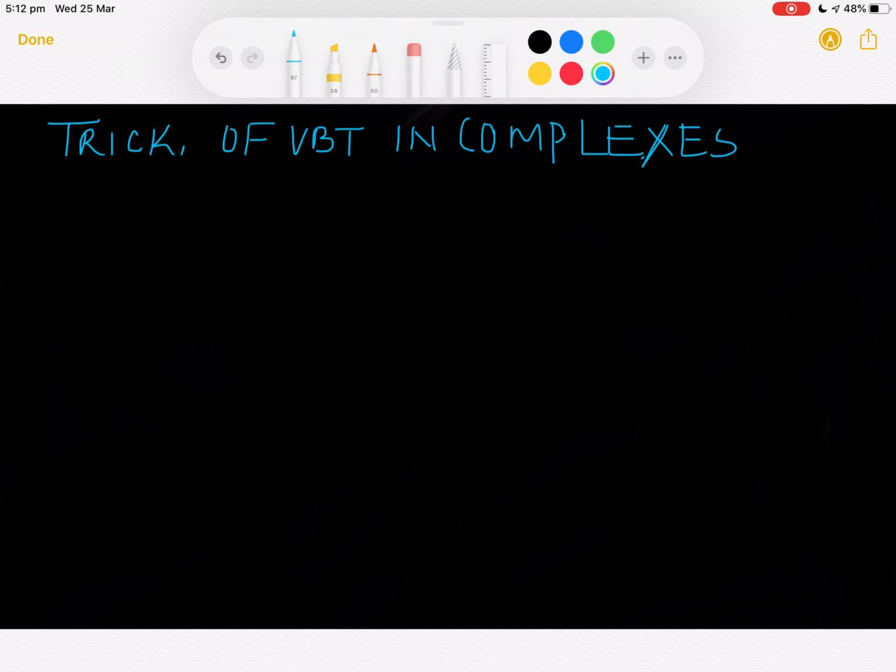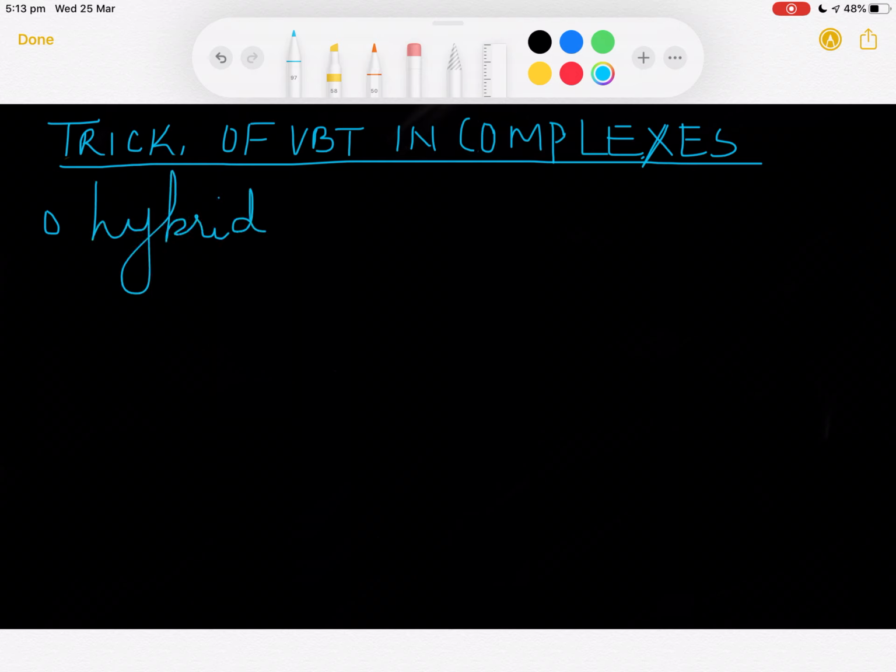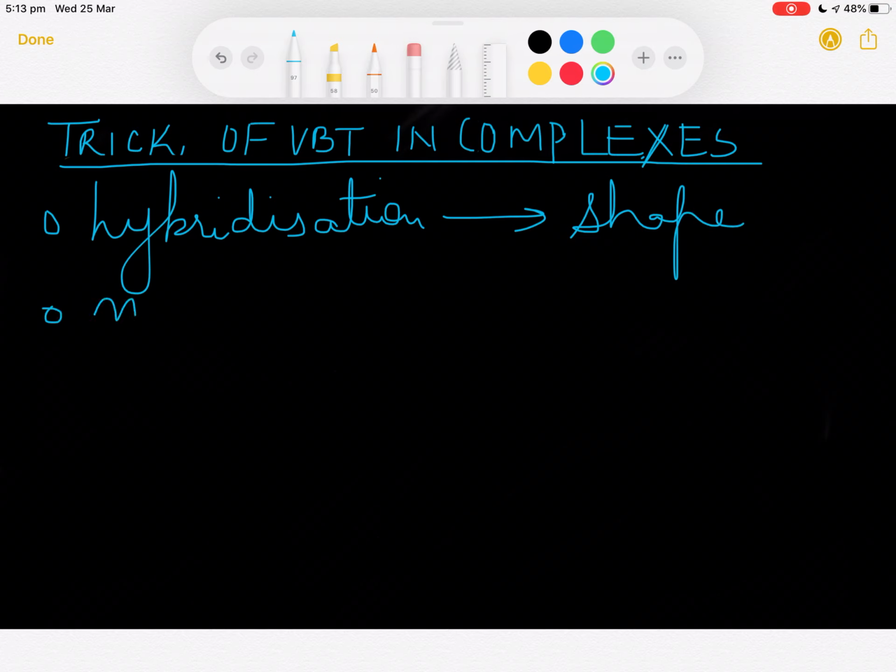Good morning, children. So today we are going to discuss the trick of VBT in complexes. We have already discussed valence bond theory before. If you try to recollect, valence bond theory helps us to figure out the hybridization in complexes. When we come to know the hybridization of a complex, we can also find out its shape. And another very important factor is its magnetic behavior, whether the complex is paramagnetic or diamagnetic.